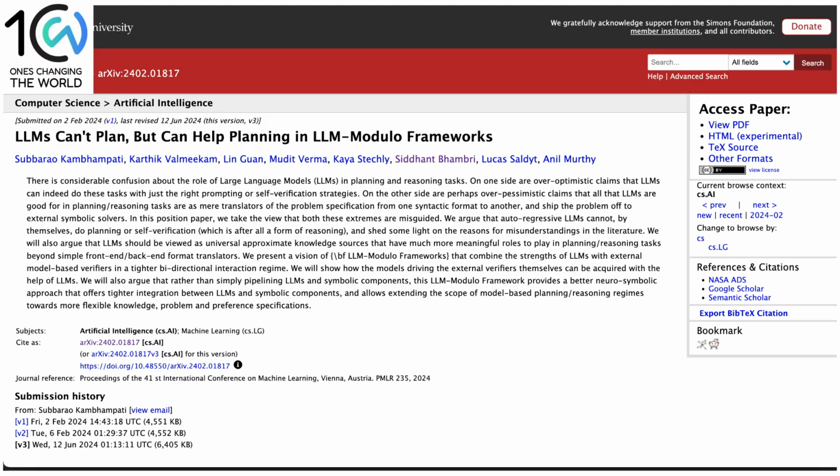You are one of the co-authors of the paper which says LLMs can't plan but can help planning in LLM-modular frameworks. There was something else also, robust planning with LLM-modular frameworks, a case study in travel planning. You mentioned the limitations of these large language models. It can't do this, it can't do that. Can you explain LLM-modular frameworks and their role in augmenting planning in these models?